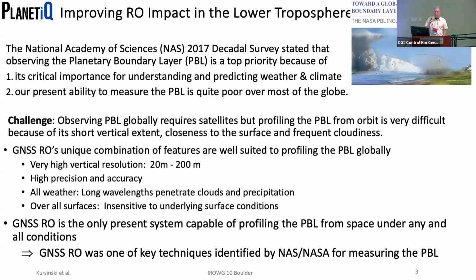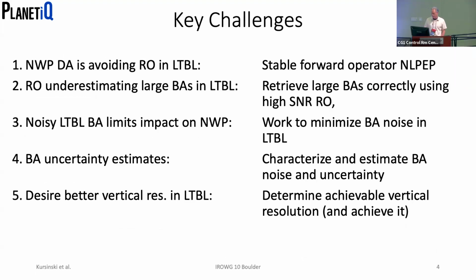So this slide is just a reminder, the boundary layer is really important. The National Academy of Sciences directed NASA to focus some effort on creating ways to measure the boundary layer for the reasons it's important and because we're really bad at measuring it over most of the globe. One of the things that keeps driving me is that RO has really unique features for measuring the boundary layer, unlike anything else, because of the long wavelengths, the high vertical resolution, the insensitivity to clouds and the underlying surface conditions. So this is one of the things that keeps me motivated because it's very important, and RO has unique features. We've really got to try and do our best to extract that information.